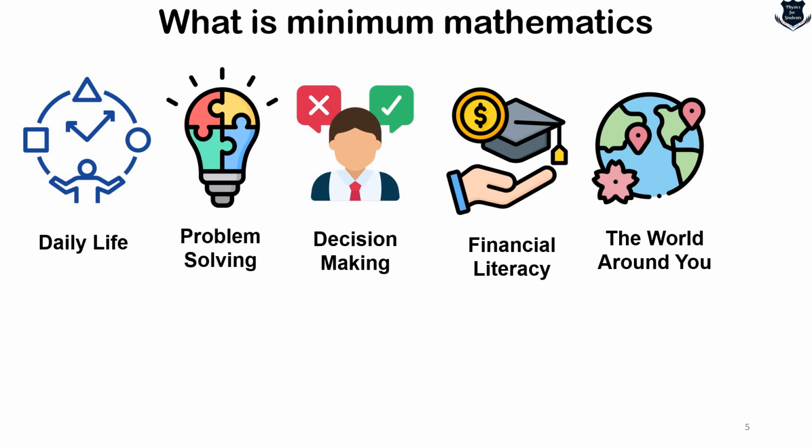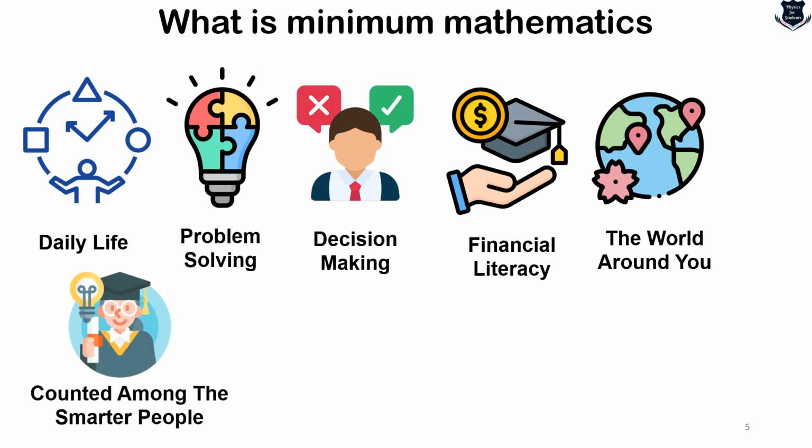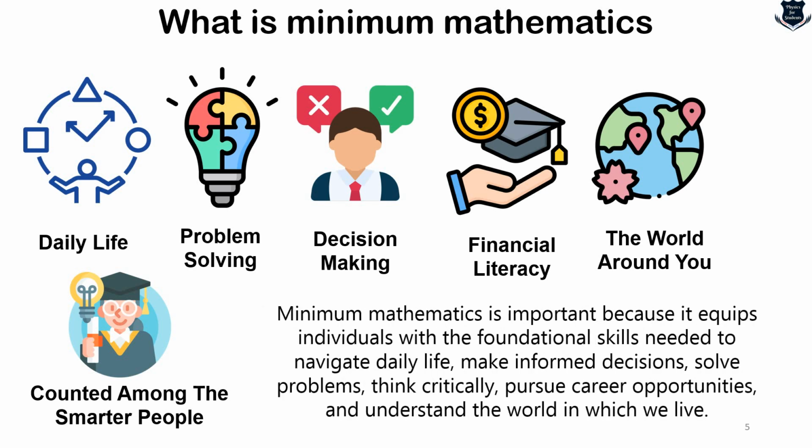Also, you can understand the world around us. Mathematics provides a universal language for describing patterns, relationships, and phenomena in the natural and human-made world. For interpreting data in science, if you're doing research, or analyzing trends in economics, mathematics is the key to unlocking this world. And obviously, I think you are counted among the smarter people, because as you can see, not everybody wants to go deep into mathematics. So if you really do mathematics and really qualify, then you qualify among the smarter people.